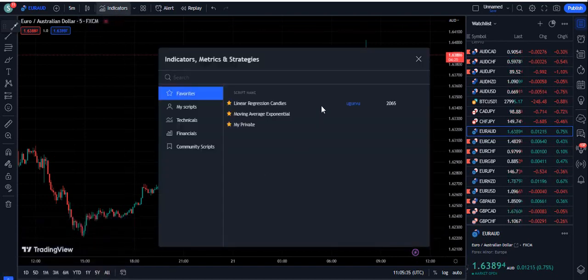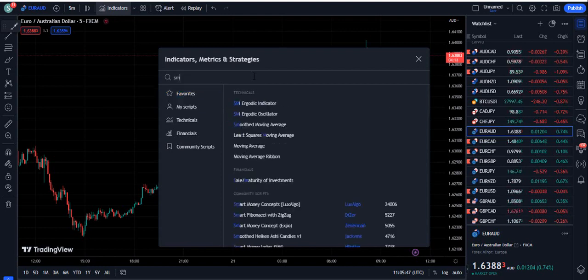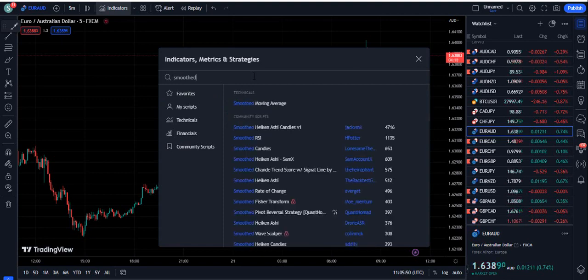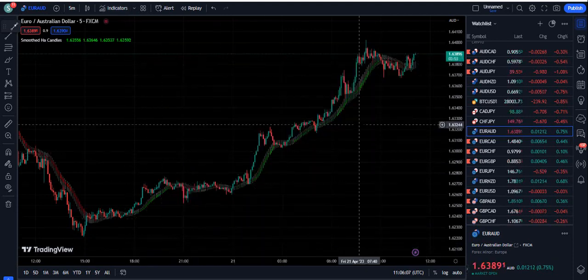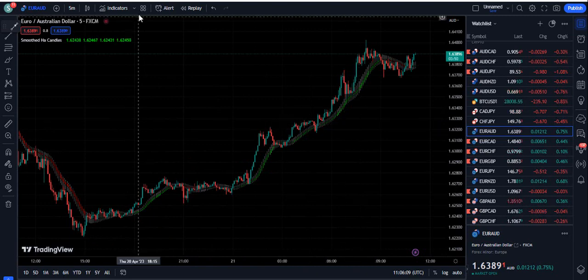So first of all, I'm going to the indicator section. Basically, let me tell you guys that we are going to use a couple of indicators, and we are going to use them with the proper settings that I'm going to explain in this video. So first, for the first indicator, we need to write smoothed. When we write smoothed, you can see there are a lot of indicators, but we are going to use the one with the author name Jack VMK, and 4,716 traders are using it. This is called smoothed Heikin-Ashi candles version 1 V1. Okay, so if I attach this indicator, this will basically appear on my screen like this, but we need the second indicator as well.